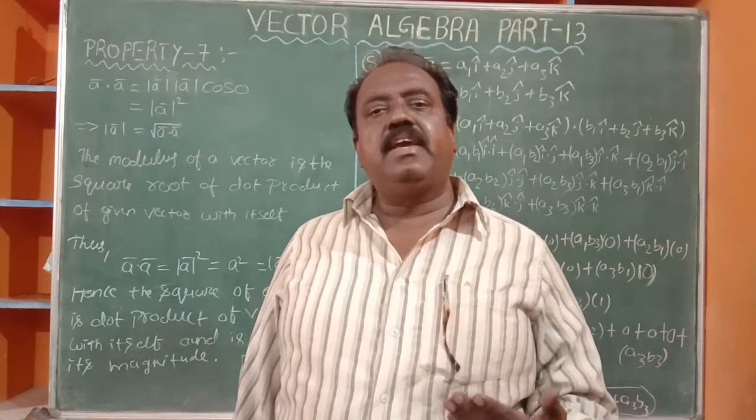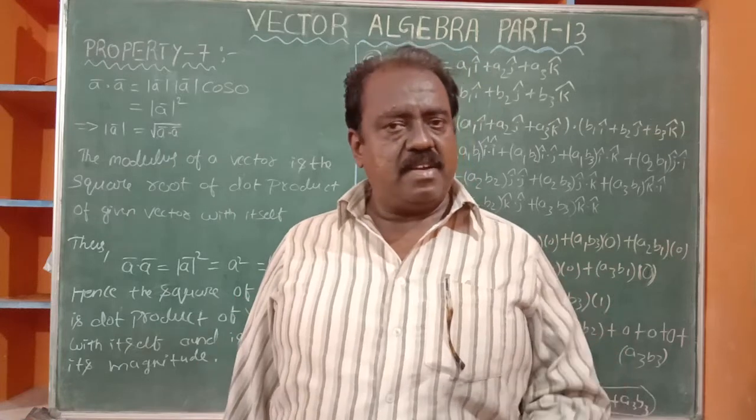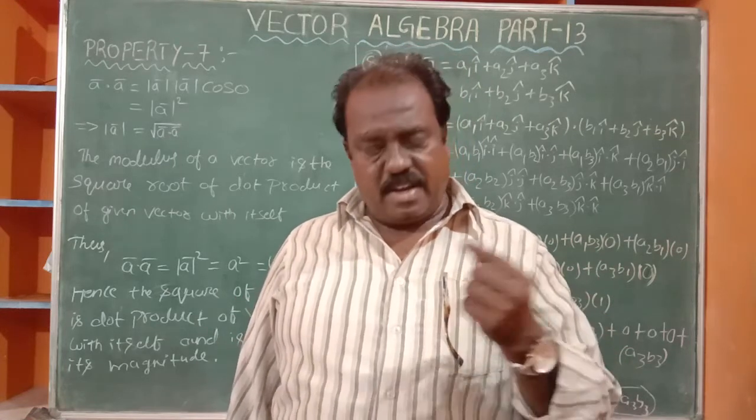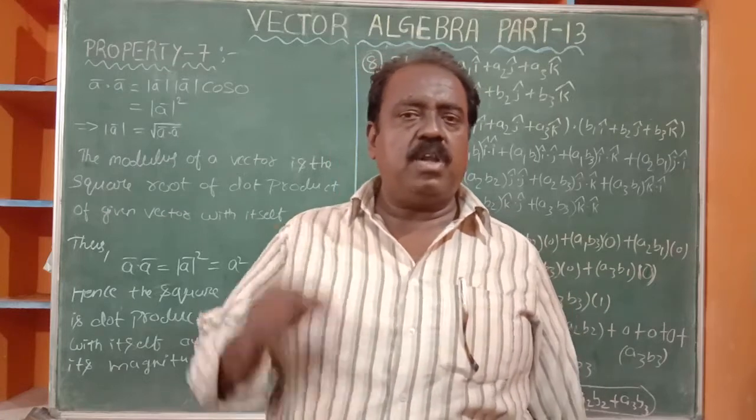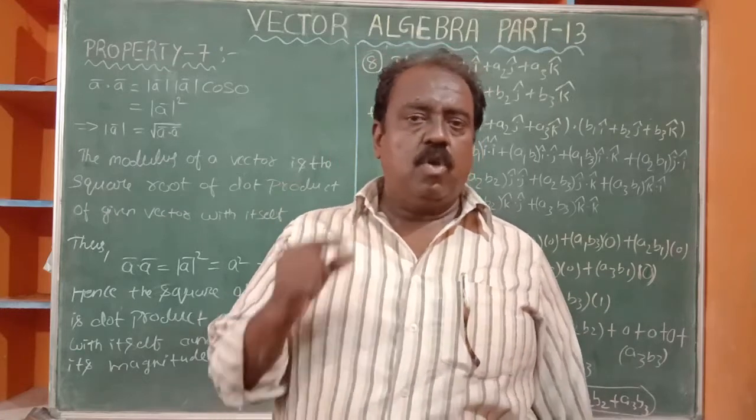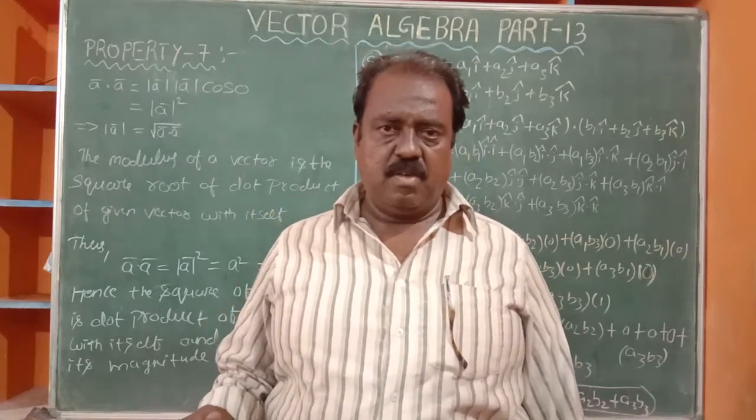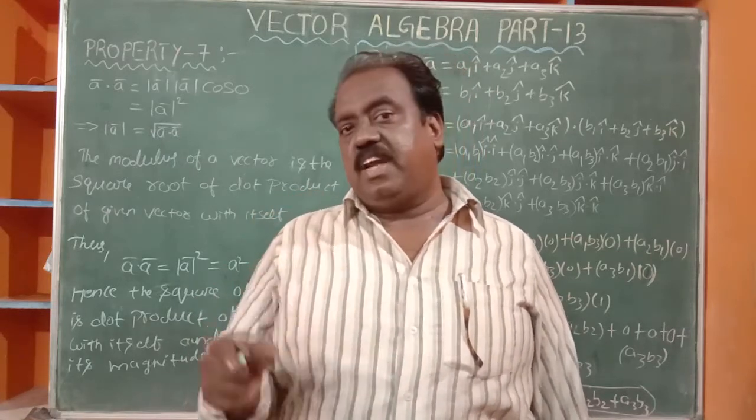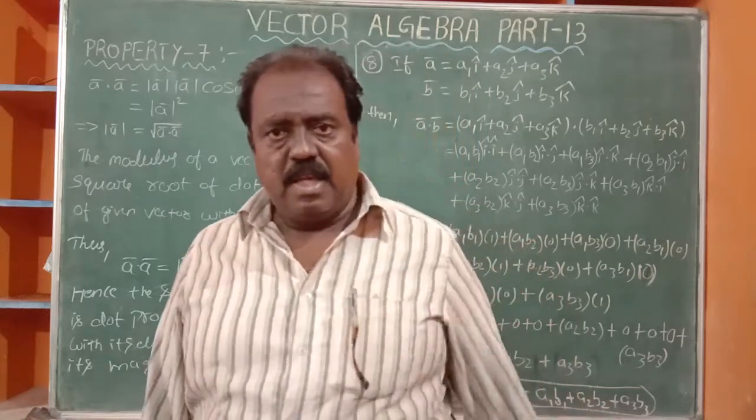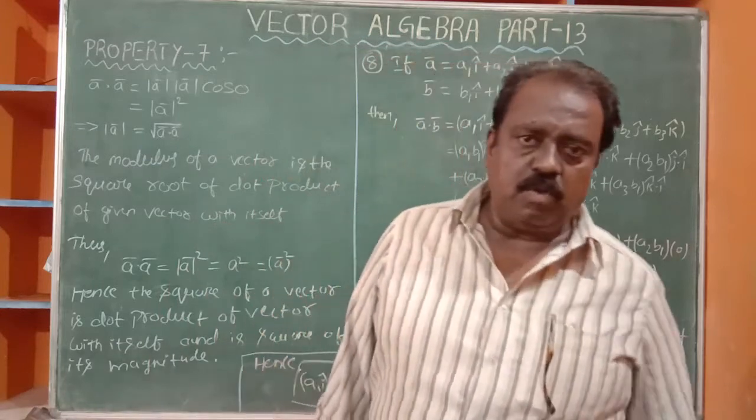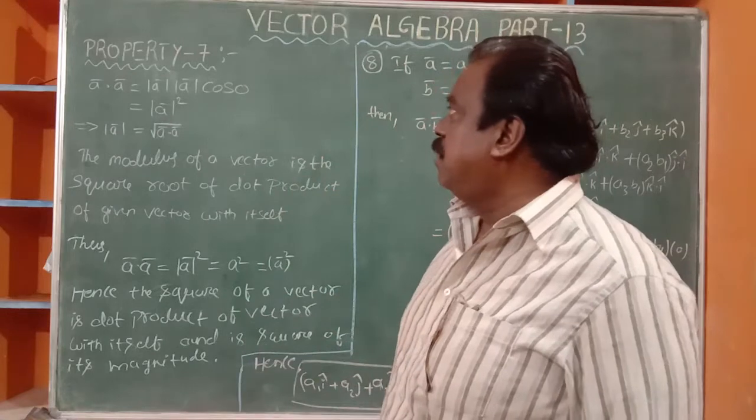I dot I, J dot J, K dot K is 1, whereas I dot J, J dot K, or K dot I is 0. Why? Because they are mutually perpendicular unit vectors. I is perpendicular to J and J is perpendicular to K, so cos 90 will come, so we get 0 there. Next, the commutative law and distributive law we prove. Now it is the seventh one.